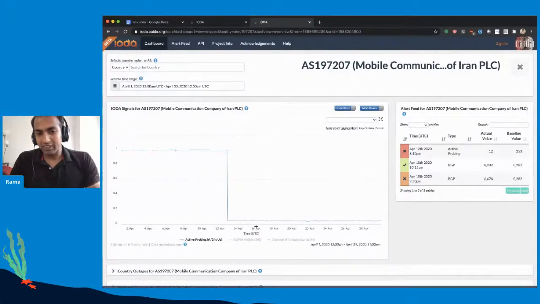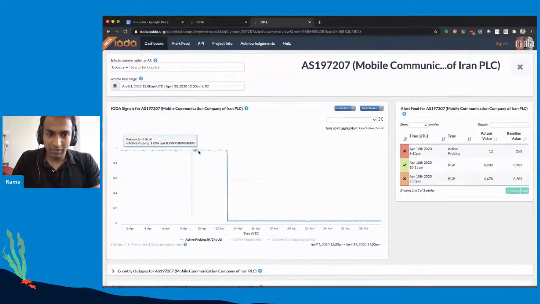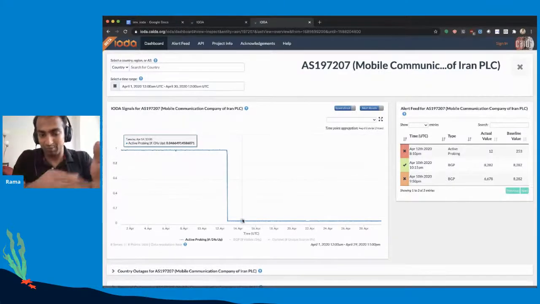Now, we took a look at this, and it turns out that for some reason, the networks that used to respond to our pings simply stopped responding from this time onwards. Sometimes this can happen because the internet service provider, or the cellular provider in this case, just reconfigures the networks to not respond to pings. Again, that's not an outage, but it does look like a drop in our signal.